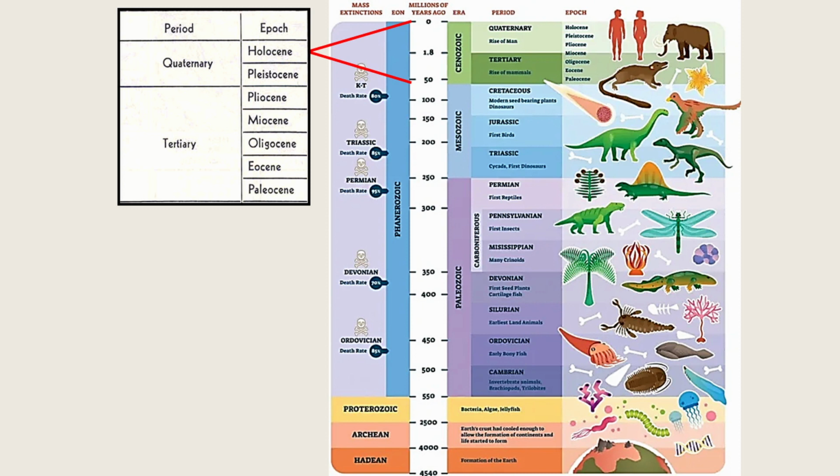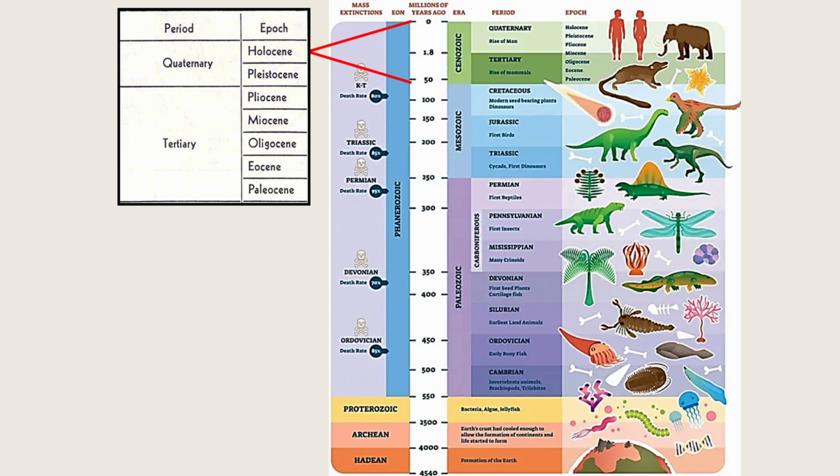Now, one thing to look at in this colorful chart, on the left-hand column, it says mass extinctions. And you can see the numbers for the percentage of the species that died during those extinctions. So again, it's not uncommon on the Earth to have had a lot of change.